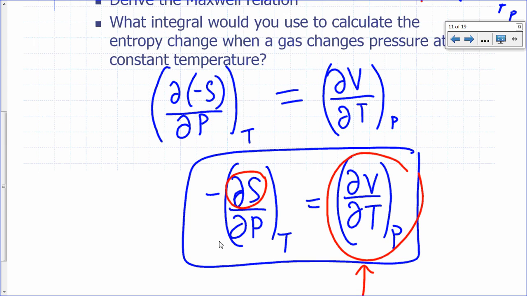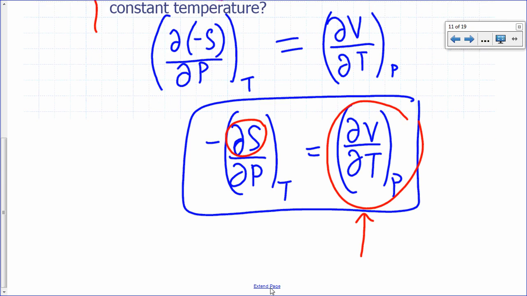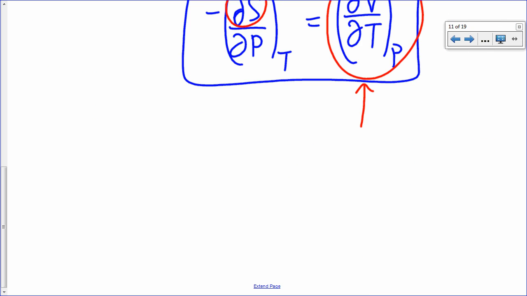Okay? So here's the question. What would you do to calculate the entropy change when a gas changes pressure at constant temperature? What would be my delta S here? Constant temperature, I change my pressure. So what do I have?